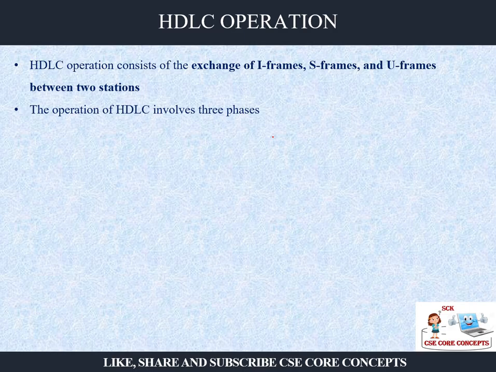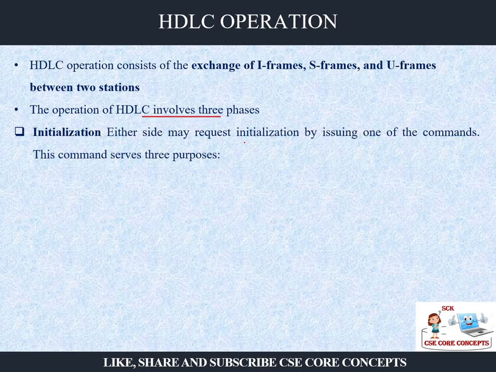Now what are they exchanging? They are exchanging some frames. Now what type of frames can they be? The frames can be information frames, supervisory frames, or unnumbered frames, right? This is what they are exchanging. So basically there are three phases of the operation.